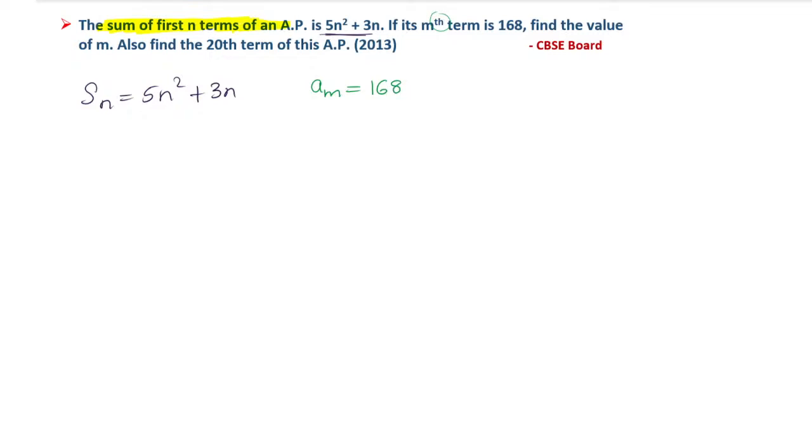Okay, and they have told you to find the m value, and also they have told you to find the 20th term. So you have to find a20 also. There are two things you have to find, not only one. How can you find them? You have to use your brain now. So how to find? Using these two clues, the Sn value and the am value, you have to solve this problem.